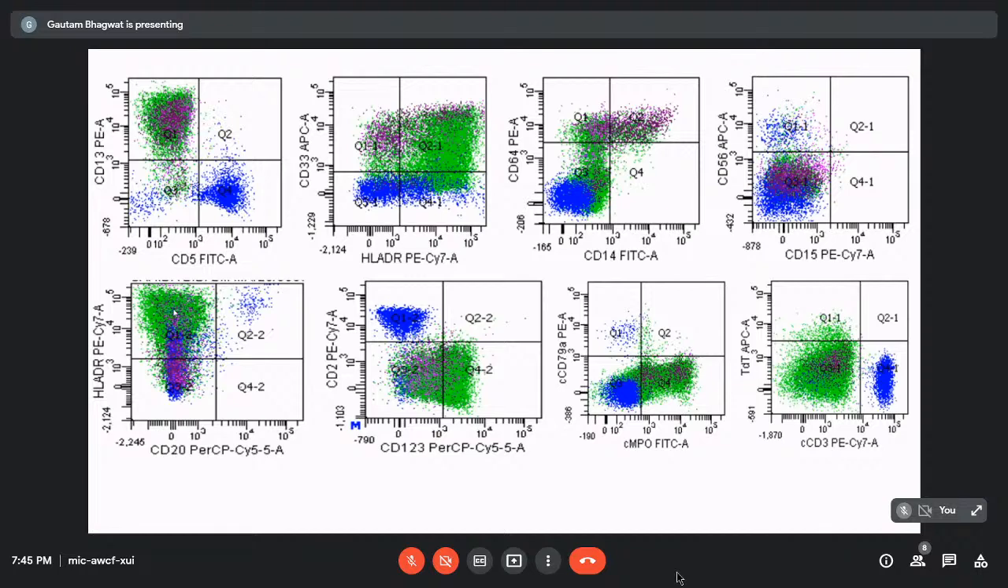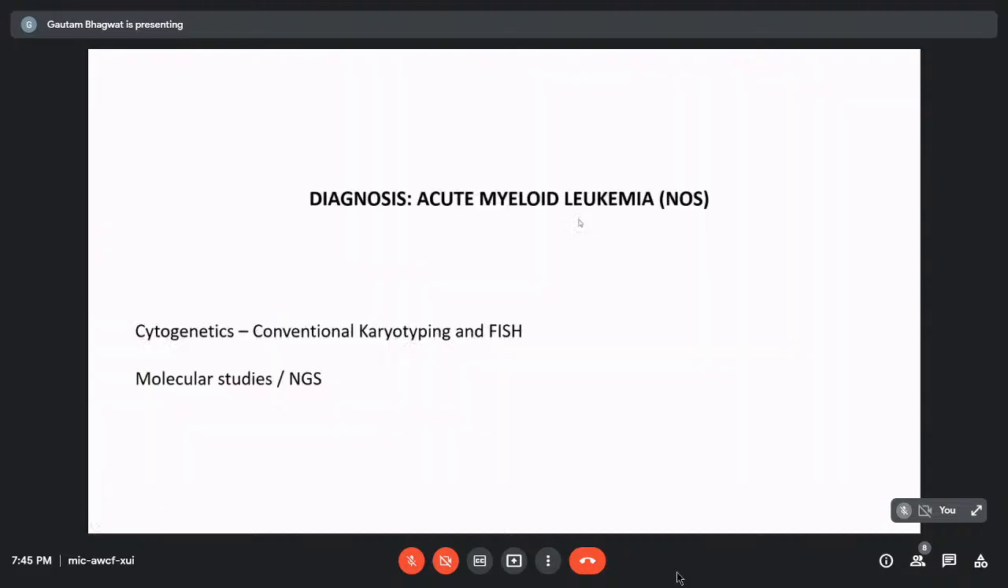Depending on that, you would call it an M4 or M5, whatever. But in this case, we know that CD14 and CD64 are negative. Rather, it is showing a very good maturation pattern, and most of the cells are negative for 14 and 64. So the diagnosis becomes acute myeloid leukemia NOS.